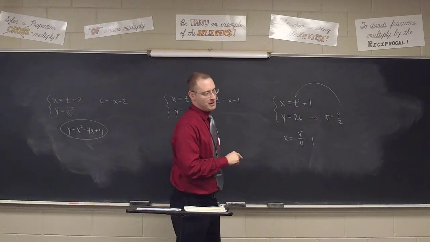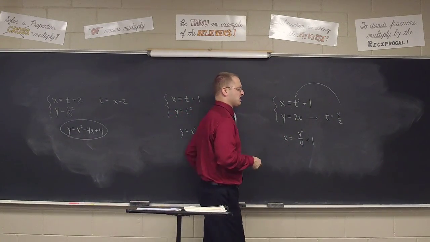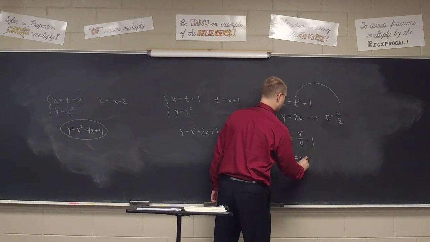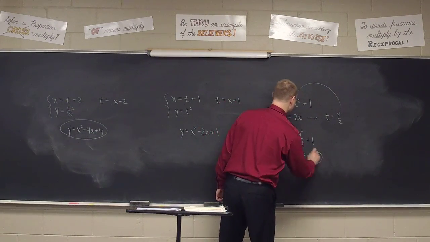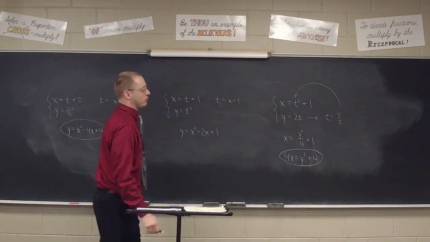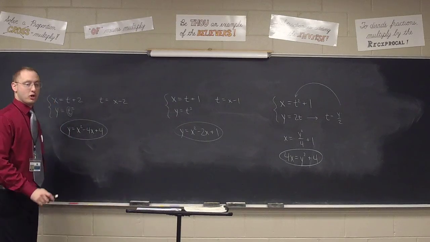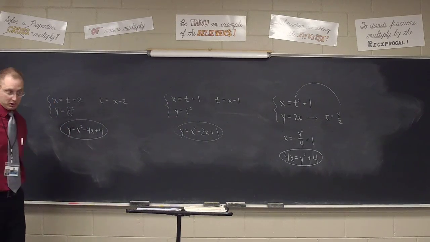But since we really hate fractions, Quentin, what might I do to fix it up a little? Multiply everything by 4, so 4x equals y squared plus 4. And this is the better looking version, just because I really hate fractions. All right, and not sure why I didn't circle that one, but there we go. There's our answers to the homework. Any questions on eliminating the parameter?